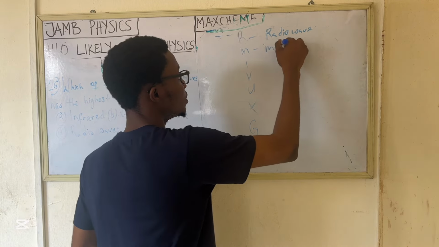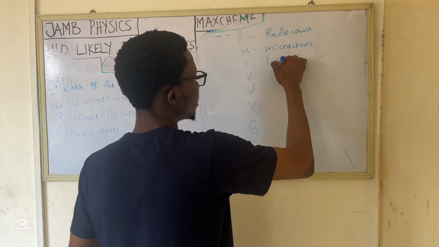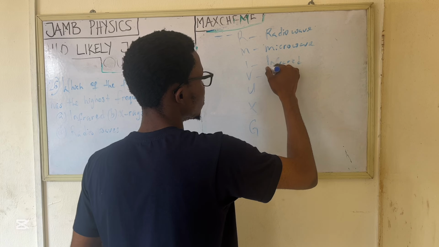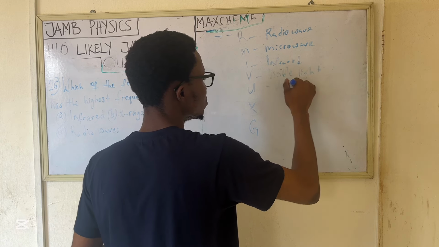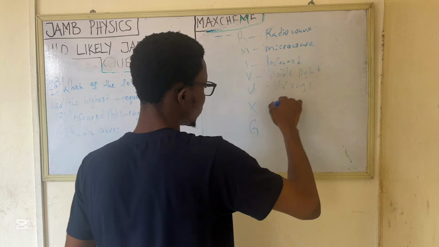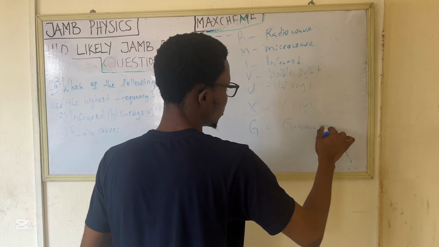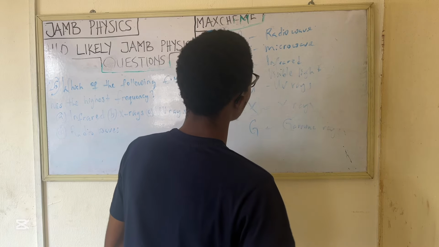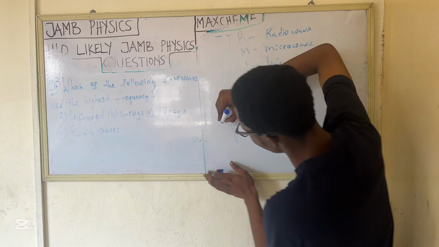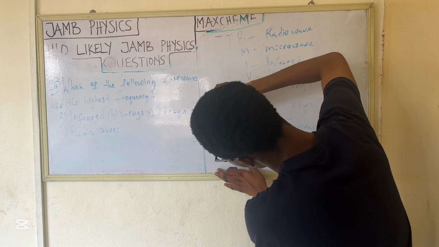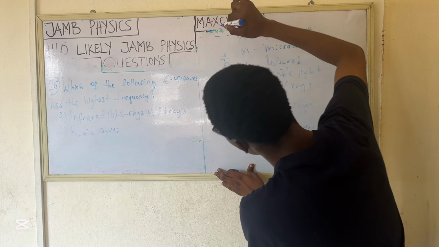This is microwave. We have infrared. You also have visible light. You also have UV rays. These are all electromagnetic waves. You have X-rays and gamma rays. Now look at this. I said they are in order of decreasing wavelengths. You have to know this. Write it somewhere, please. Decreasing wavelengths.